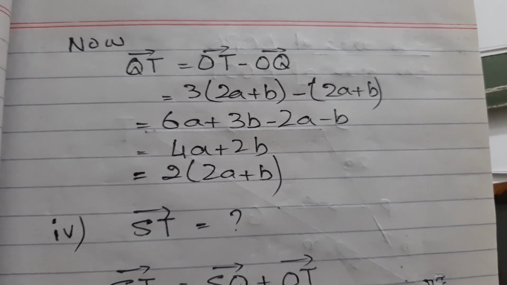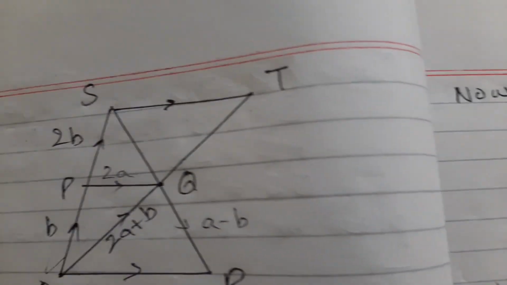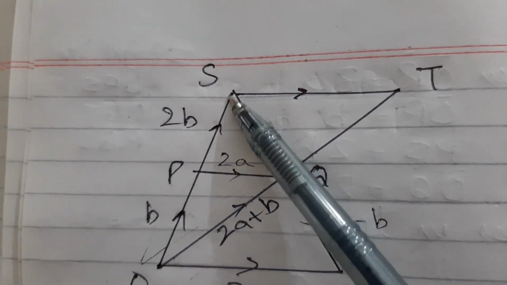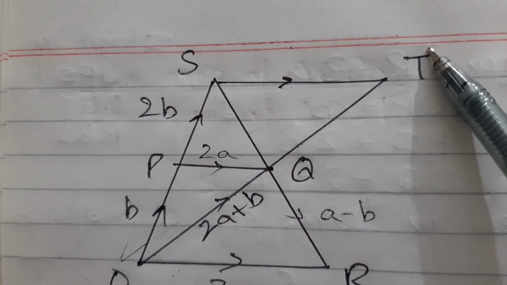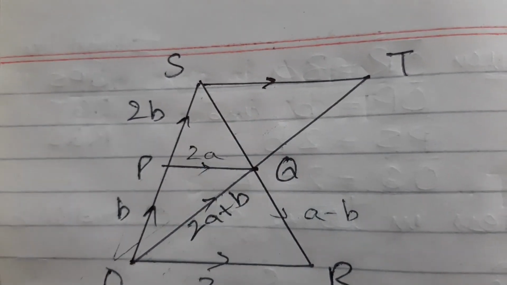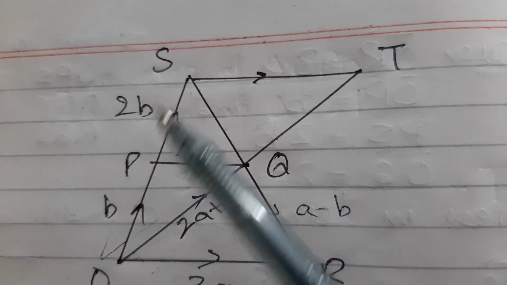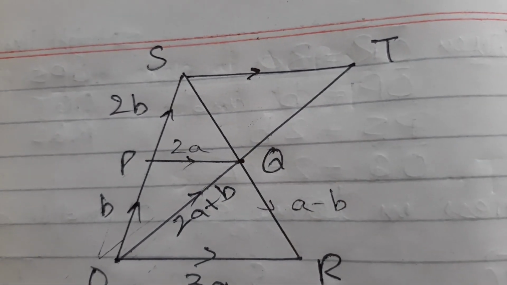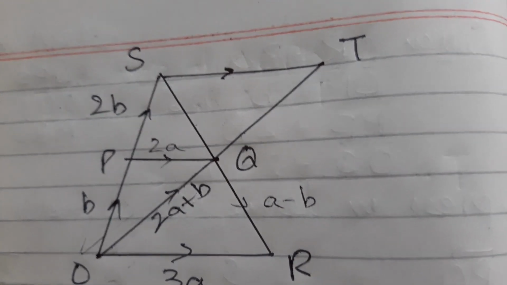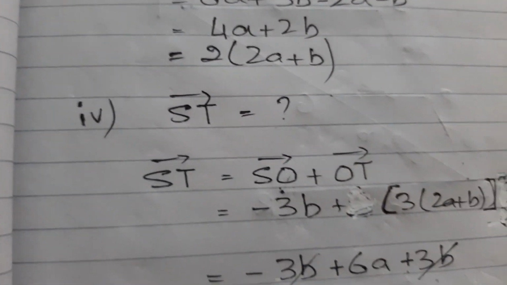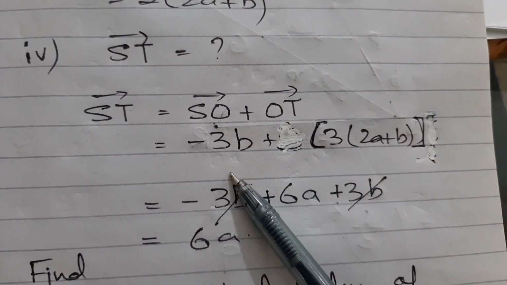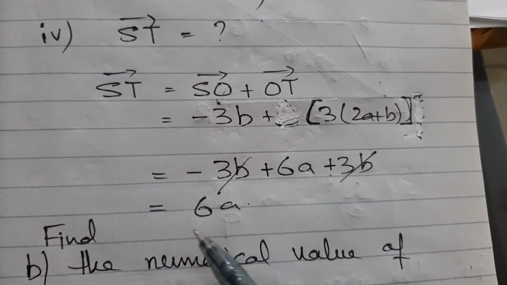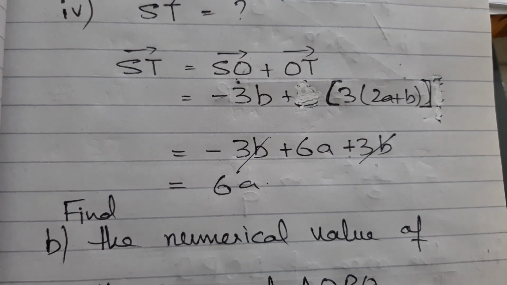Now I have to find out ST. Again, see the diagram. To find out ST, you can do SO and OT. So you have SO, which is minus 3B because it is in the reverse direction. And OT you have just found, which was 6A plus 3B. So let's substitute here. So I have substituted the values here. Simplified it, I got 6A.